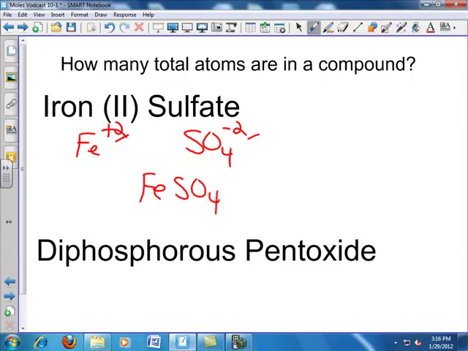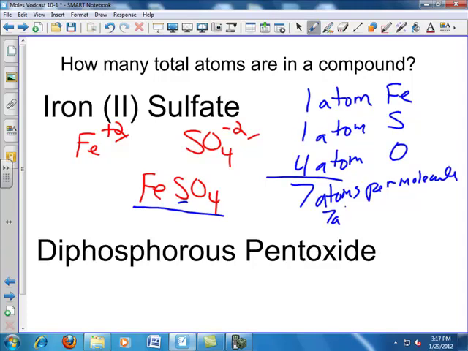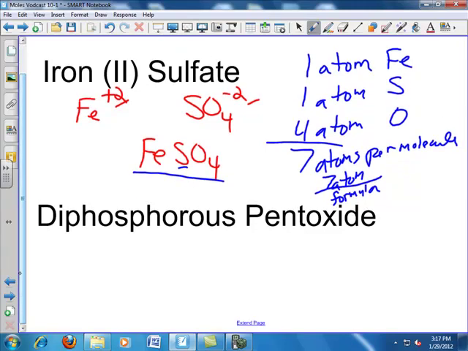Now, how many total atoms are there? Well, in this compound, there's one atom of Fe, there's one atom of sulfur, and there's 4 atoms of oxygen. So, total, there are 6 atoms per molecule. Bad word, should have said formula unit. So there are 6 atoms per formula unit. Okay, so that's how you count atoms in a compound.